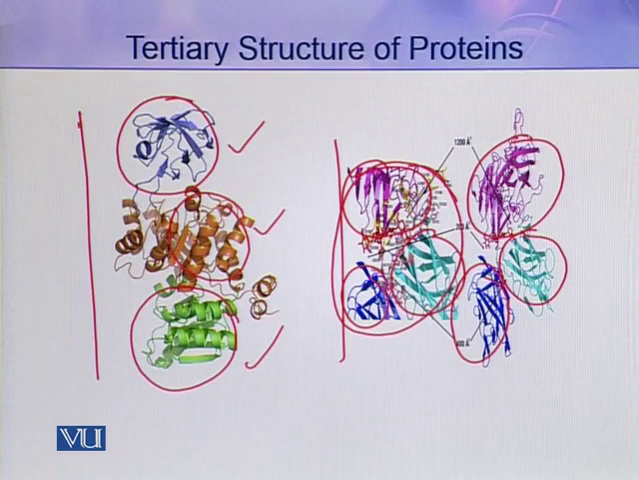So in this way, the larger proteins make domains, and these domains are further made up of some supersecondary structures which are also called motifs.